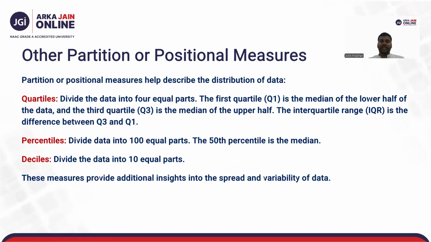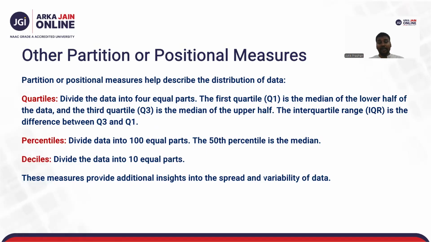Now, other measures of central tendency are some of the methods based on partition and positional measures. Other positional and partitional measures are quartiles, percentiles, and deciles.